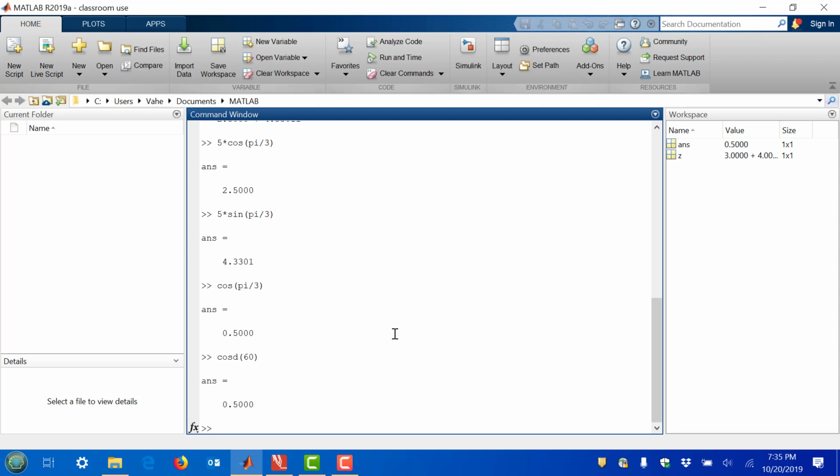Similar things are true for sine, right? You can say sine d, for example, sine d 60. Sine of 60 is root 3 over 2, right? That's 0.866, about root 3 over 2. We can just check the square root of 3 over 2. Makes sense. So some things like this you should really know.